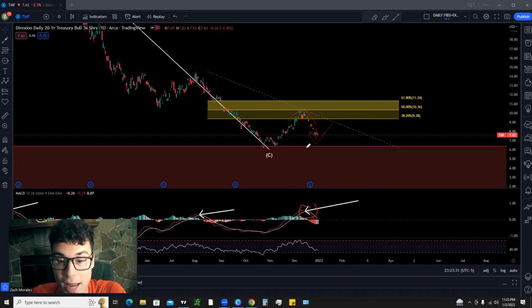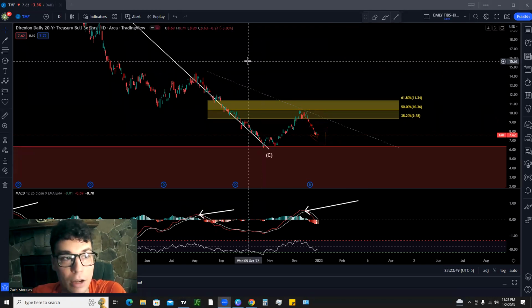We were waiting on the MACD sell signal. The MACD sell signal is when this red line crosses below the white line. If you look at the history, every time this red line crosses below the white line, that ultimately ends up in a very sharp move to the downside.